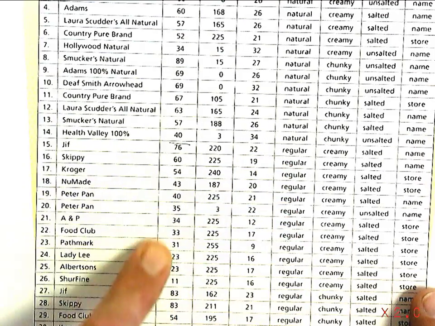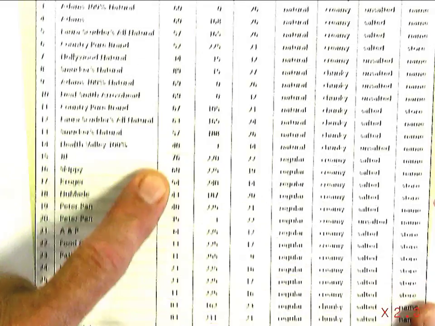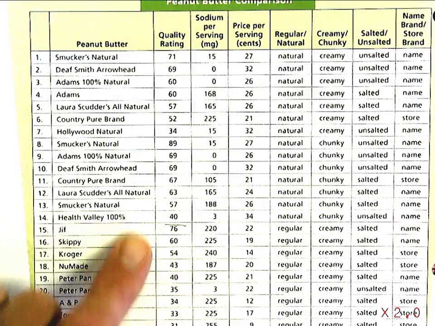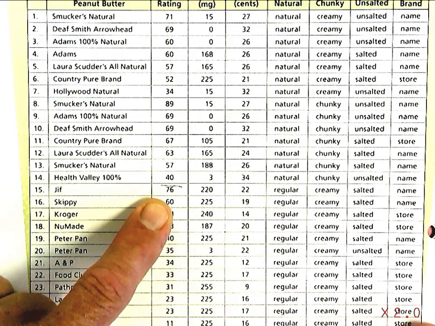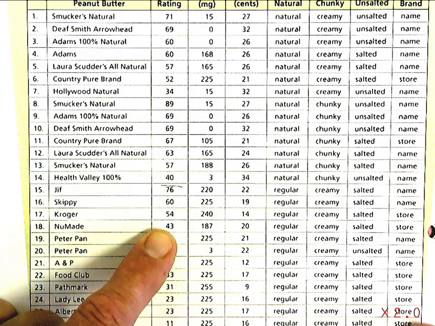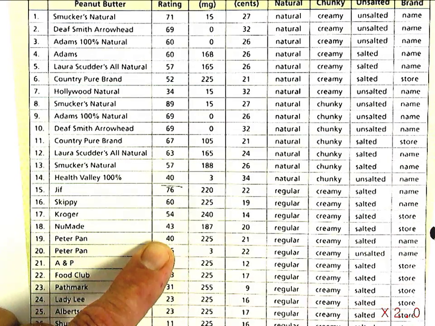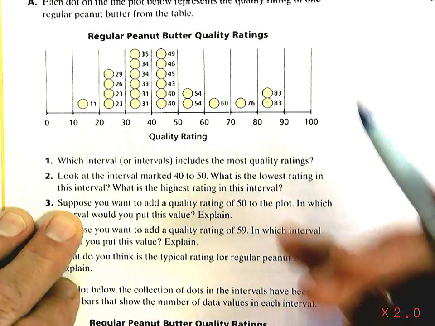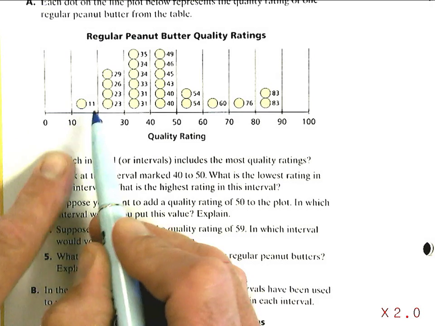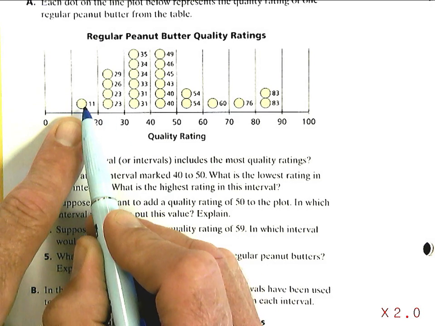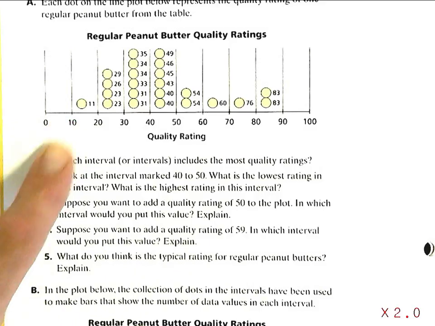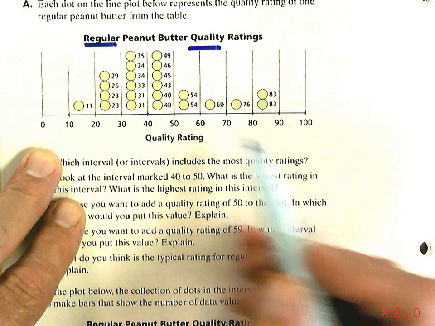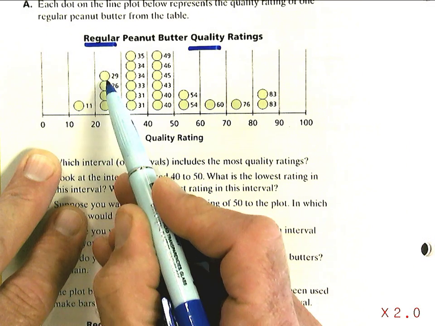And they took these quality ratings, these numbers right here in this column are the quality rating. So if you take these quality ratings, like for Jif it's 76, and for Skippy it's 60, and for Kroger it's 54, and so on down the line. If you just take those numbers and you actually put a dot on the graph for each of those numbers, like there was one that had a quality rating of 11. And so we have our regular peanut butters and their quality ratings. And so each of these numbers corresponds to a quality rating of a regular peanut butter.